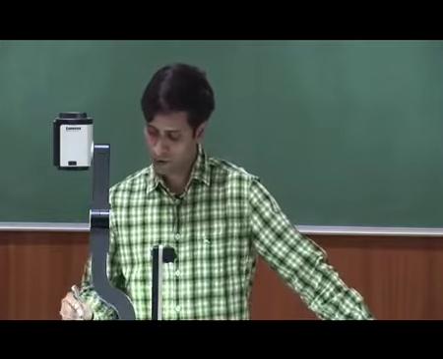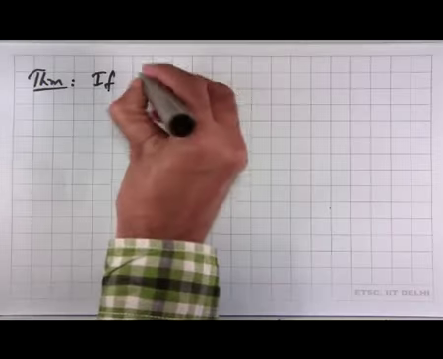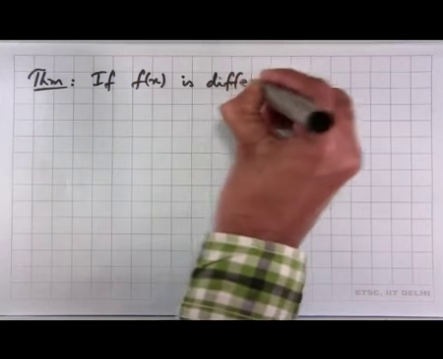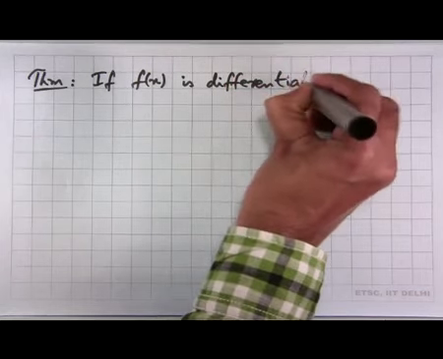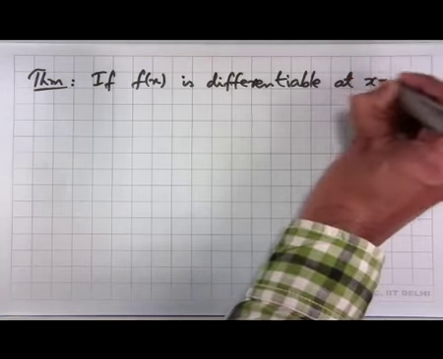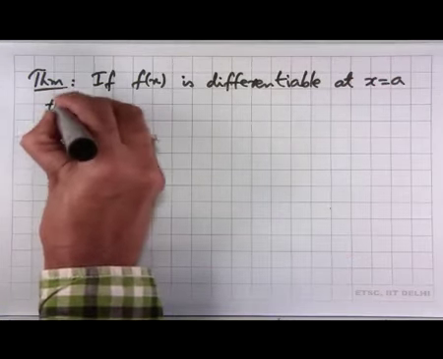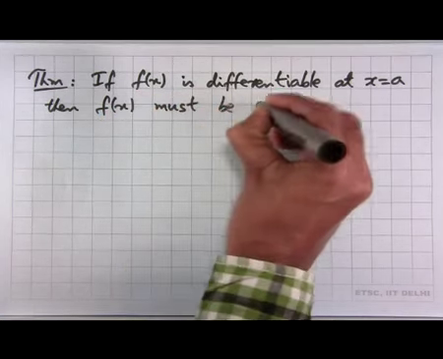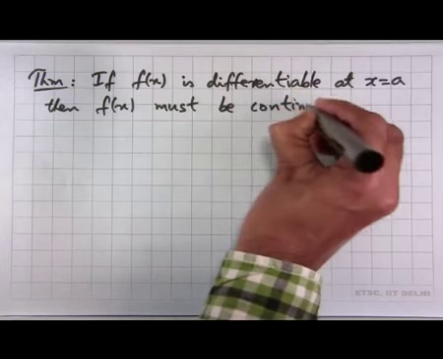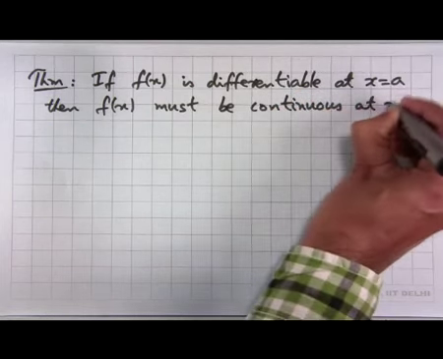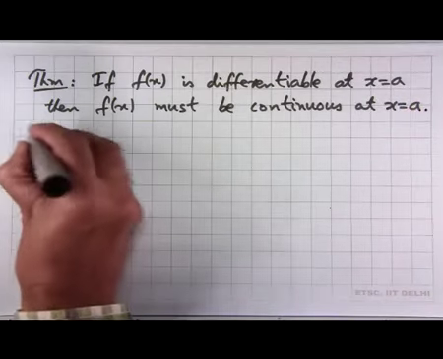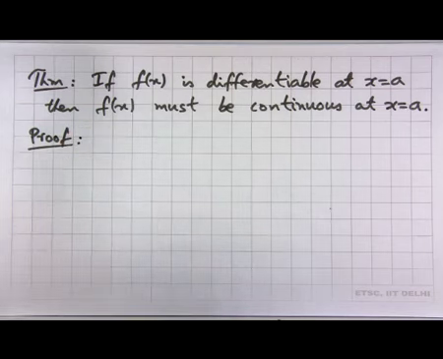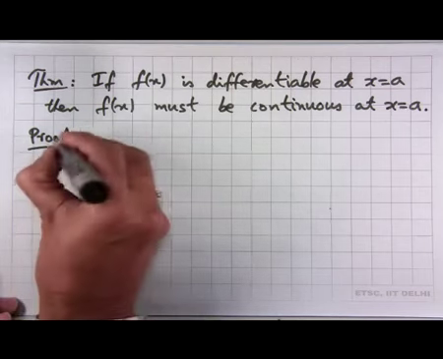So, now what about the converse? The converse is true. So, the theorem is that if f of x is differentiable at some point x equal to a, then f of x must be continuous at x equal to a. And the proof is very simple. You have to just note this.